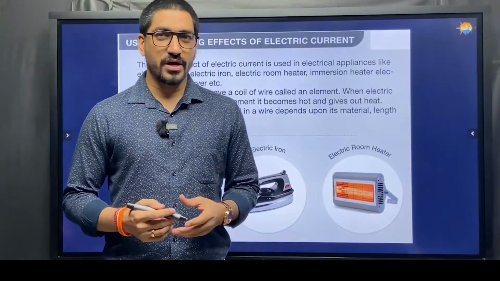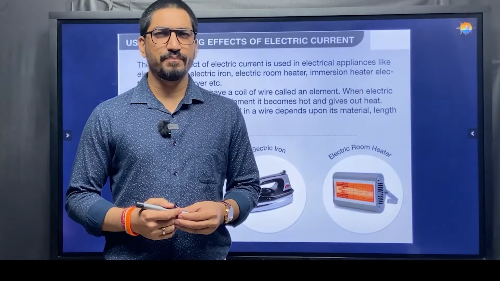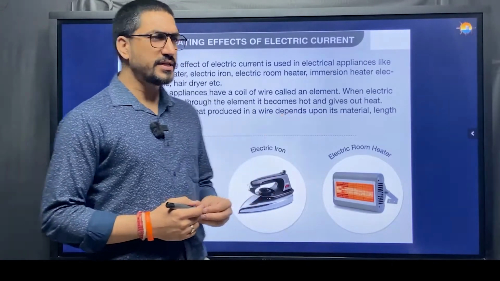So in this module we are going to discuss some applications of the heating effect of current. So let's begin. Heating effect of current plays an important role from the very early phase of our life till the time we are alive. It is important during our day-to-day life, whether we are on ship or on land.